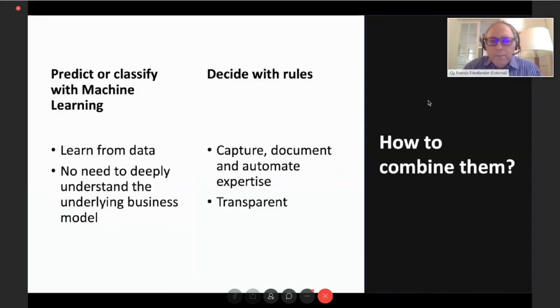So if you compare machine learning and rules, this is something many people are trying to do. I think the first very important thing to say is that machine learning is not meant to decide. It is meant to predict or to classify. So predict, for example, how likely is it that this client is going to leave my bank, or classify, is this a good client, whatever. So the very interesting thing about machine learning is that machine learning models learn from data, right?